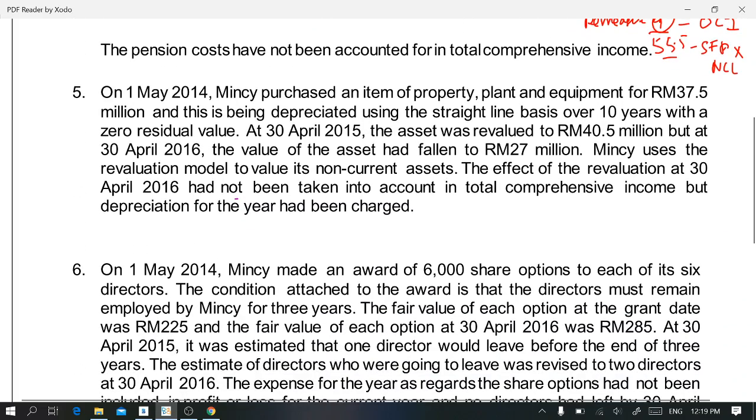Next, number 5. On 1st of May, Mincy purchased an item 2 years ago, at 37.5, and this is being depreciated straight line over 10 years with zero residual. Last year the asset was revalued to 40.5, but in 2016 the value has fallen to 27. They use the revaluation model, and it has not been taken into account in OCI, but depreciation has been charged. So depreciation okay, OCI not okay.